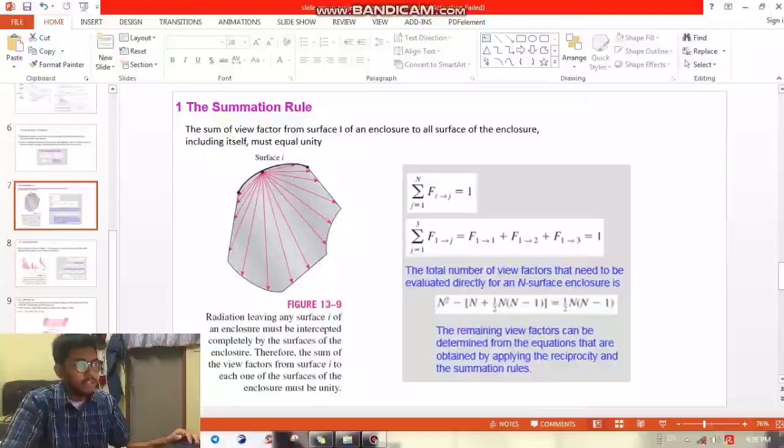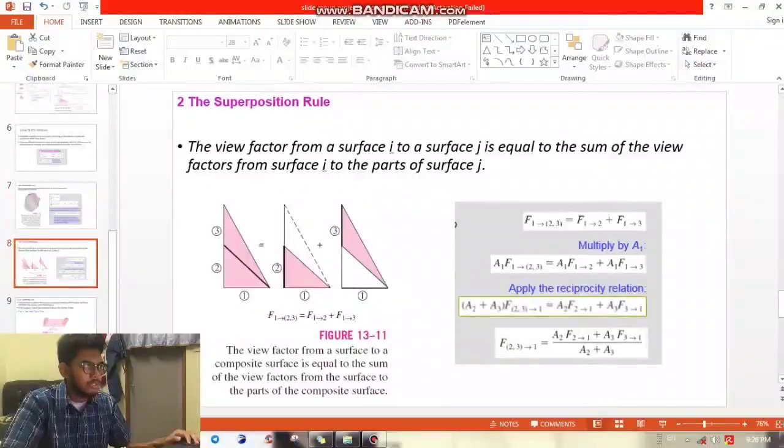the summation rule. Okay, this rule says the sum of view factors from surface i of an enclosure to all surfaces of the enclosure, including itself, must equal unity. Okay, these are the example figure and these are the equations involved. Next, the superposition rule. The view factor from a surface i to a surface j is equal to the sum of the view factors from surface i to parts of surface j. So this is the figure. So these are the equations involved.